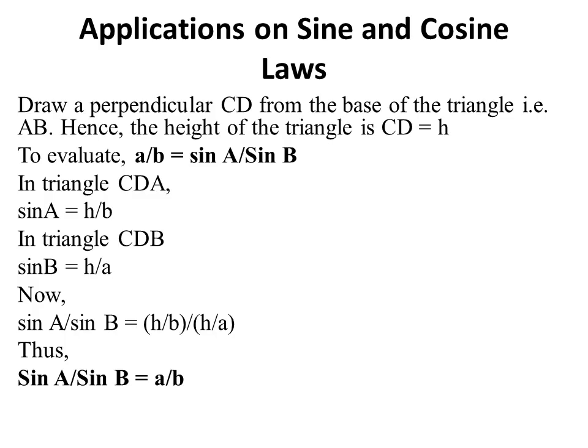To evaluate, a by b is equal to sin A by sin B. In triangle CDA, sin A is equal to h by b, and in triangle CDB, sin B is equal to h by a. Now sin A by sin B is equal to h by b divided by h by a. Thus sin A by sin B is equal to a by b.